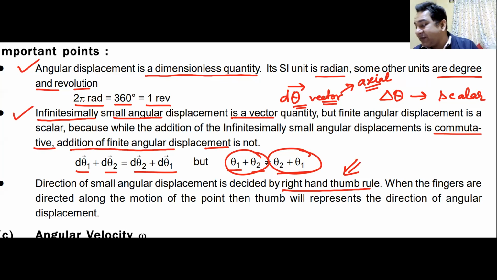The direction is given by the right hand thumb rule for all these vectors, which are axial vectors: angular displacement, angular velocity, angular acceleration, torque, angular momentum. All these are axial vectors.